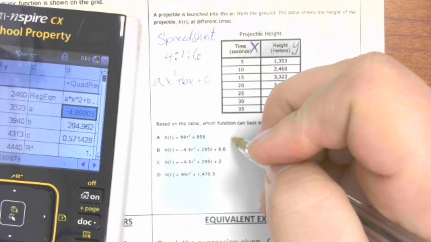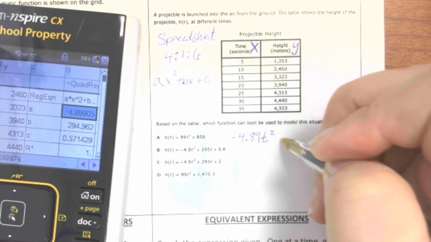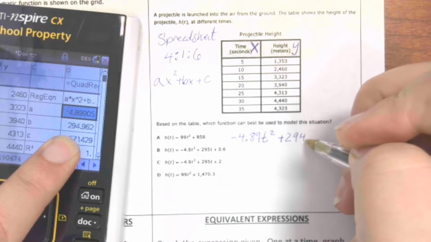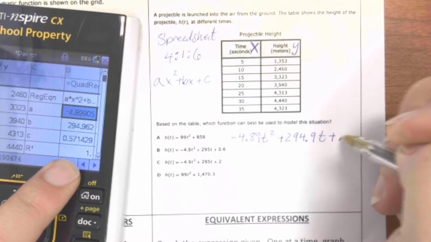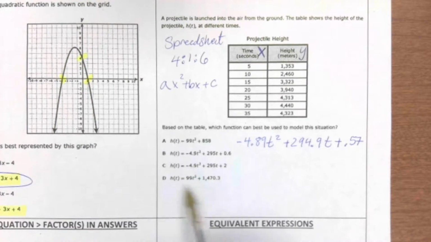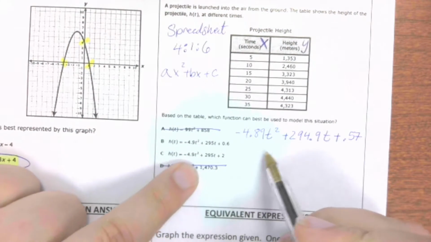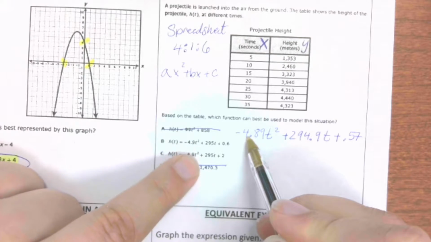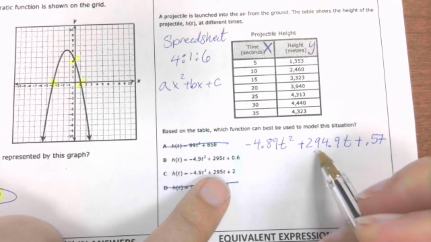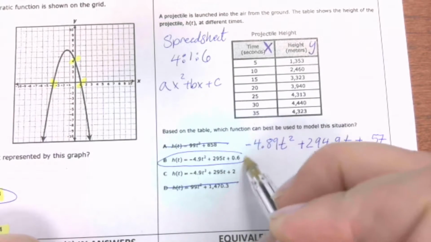So I know that it's going to be negative 4.89 t squared plus 294.9 t plus 0.57. Now you'll notice that that's not exactly matching any of these. It's closest to these two. And you gotta look, that's basically 4.9, so those both work. Let me zoom in a little bit. That's basically 295, and that's 0.05. It's very close to 0.06, so this is our choice.